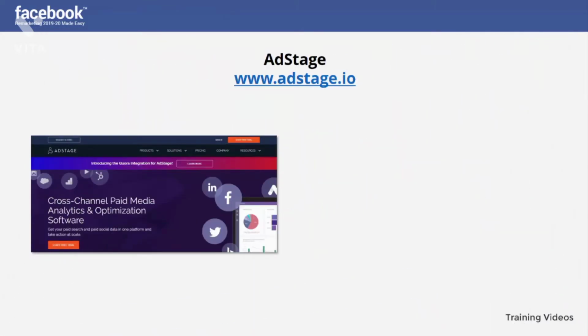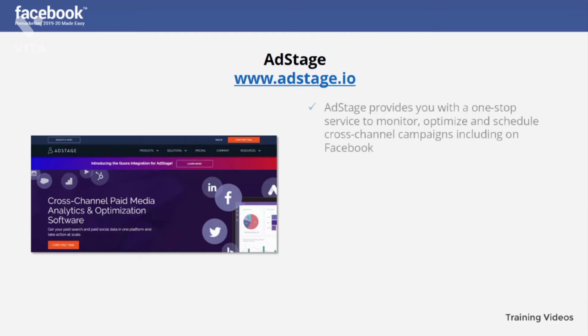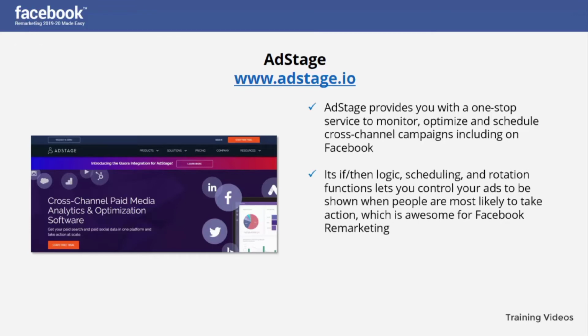AdStage. www.adstage.io. AdStage provides you with a one-stop service to monitor, optimize, and schedule cross-channel campaigns, including on Facebook. Its if-then logic, scheduling, and rotation functions let you control your ads to be shown when people are most likely to take action, which is awesome for Facebook remarketing.